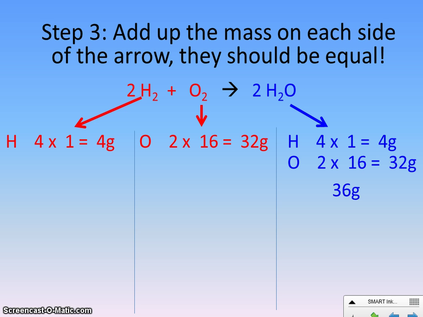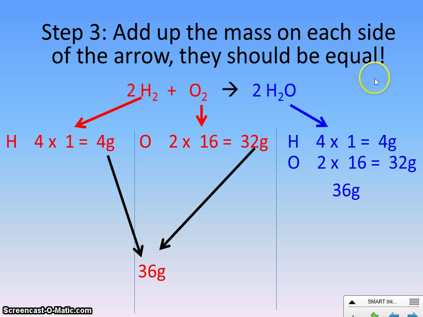Lastly, step 3. We need to add up the mass of the reactants and then you add up the mass of the products and show that they're equal. So here for our reactants, we have 2 reactants. We have H2 and O2. And we have their masses already figured out. So all we need to do is take the mass of this reactant and the mass of this reactant and add them together. When we add them together, we get 36 grams.